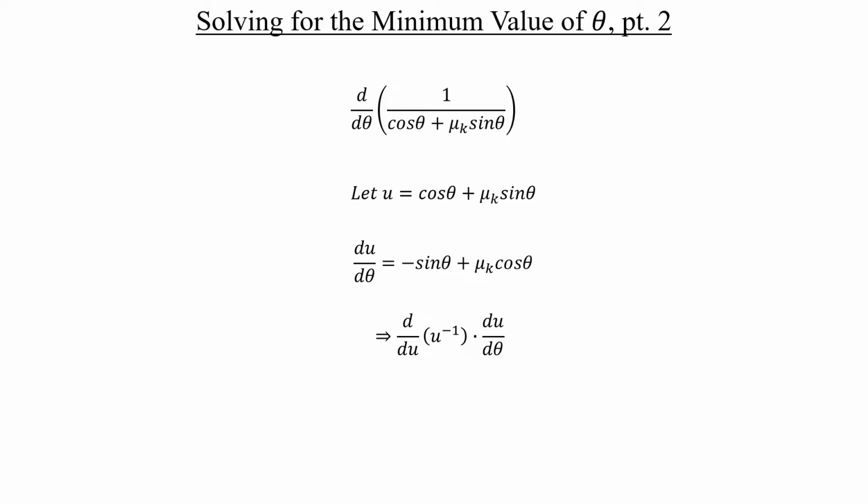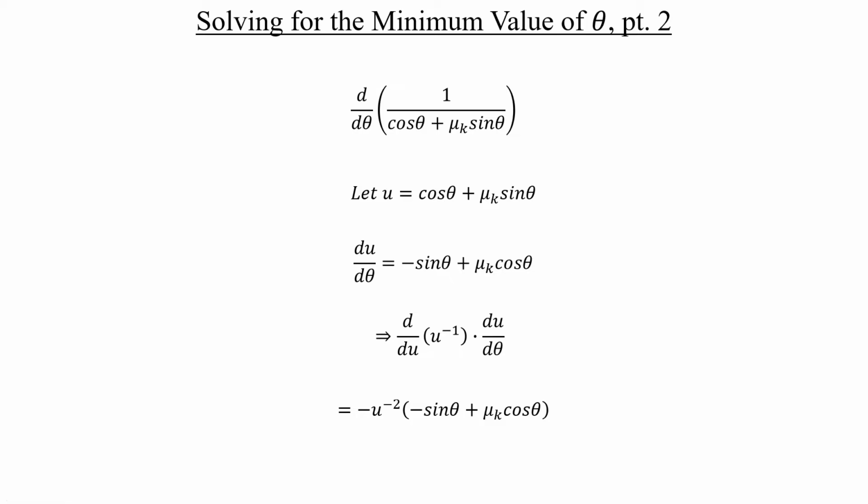Now it should be apparent that we can use the simple derivative power rule on this outer function piece. When we do that, the negative 1 will become the new coefficient on u, and then we'll subtract 1 from this exponent here. Our result will look like this. So we have negative u to the power of negative 2 multiplied by this du over d theta stuff that we did earlier.